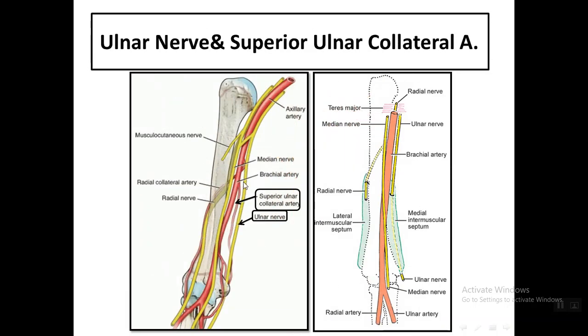This is the ulnar nerve. This is the M shape, and the ulnar nerve is the medial limb of the M. At the mid of the arm, it will cross from the anterior compartment to pass to the posterior compartment, accompanied by the superior ulnar collateral artery.